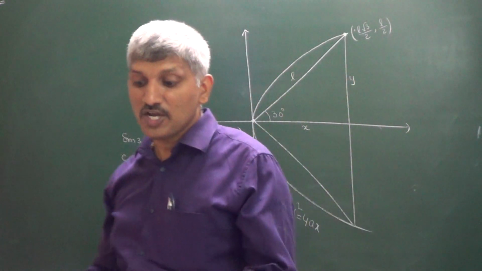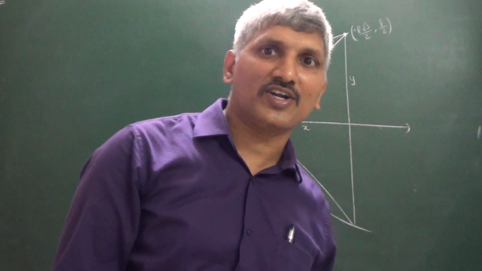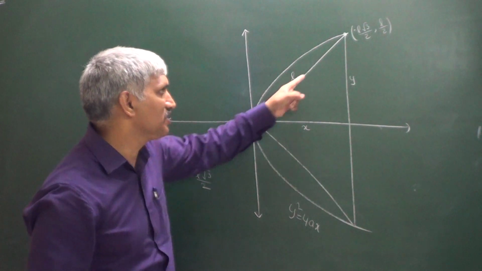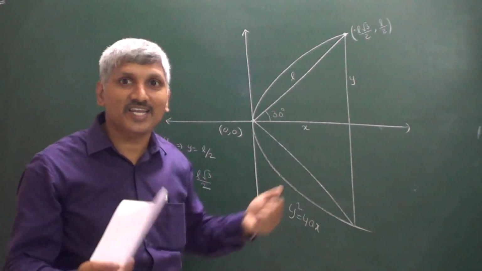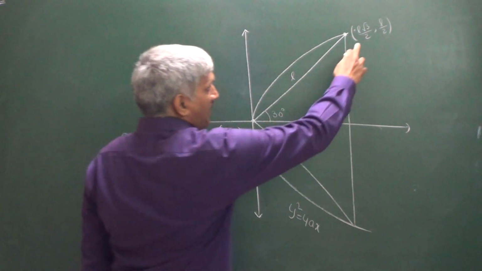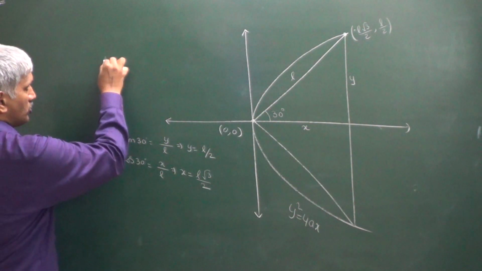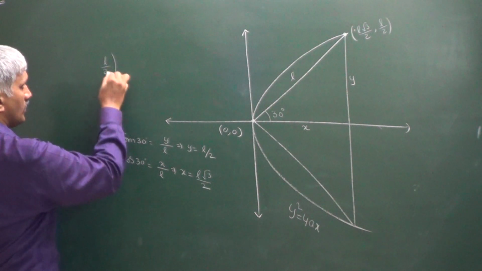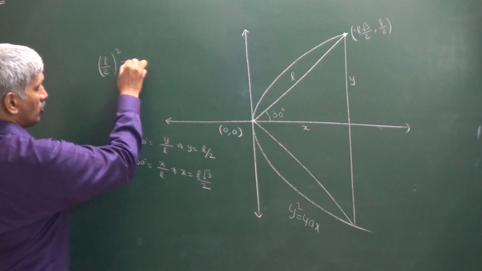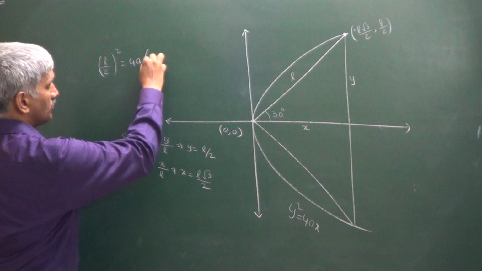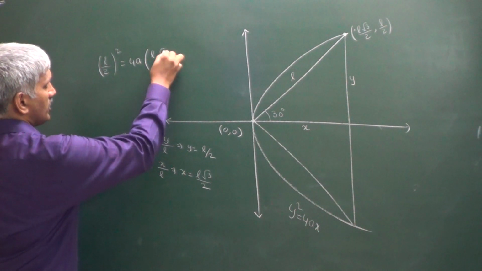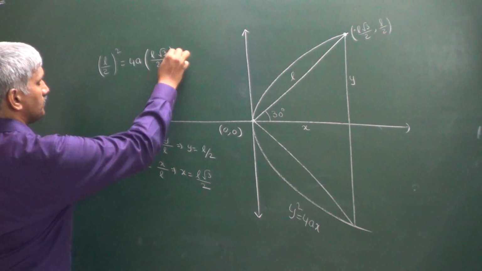Because he is asking to find the length of the side of the triangle. Side of the triangle is nothing but L. We have to find out L only. So now this point lies on the parabola. Substitute there. L by 2 whole square is equal to 4a into x, which is nothing but L root 3 by 2.